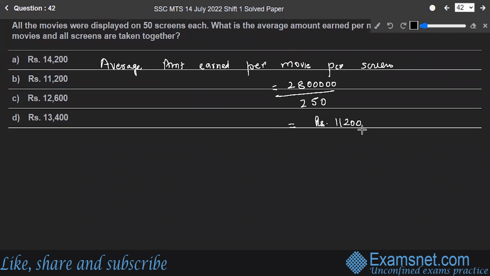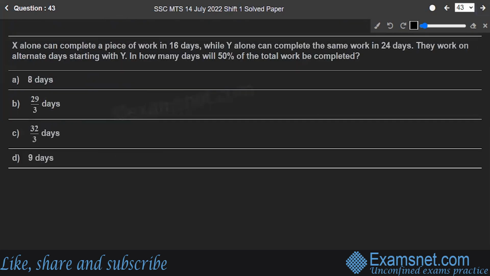So the required value is 11,200, which is option B. So this is the correct answer to our question. Hope you are clear. Let's move to the next question, number 43.